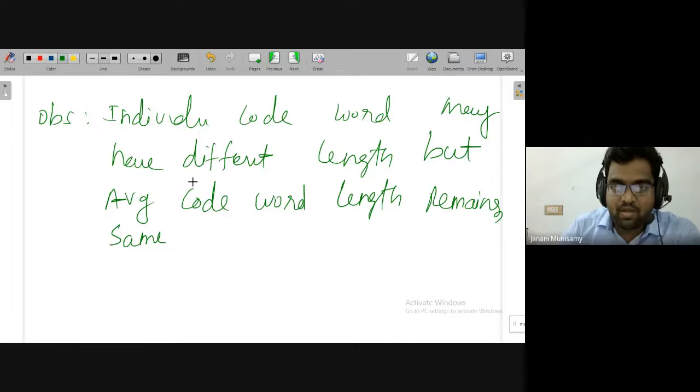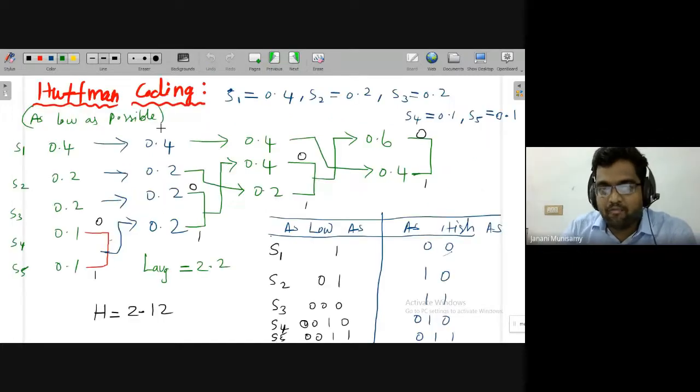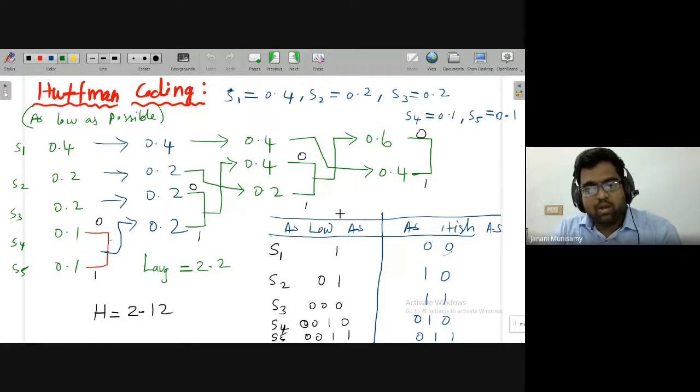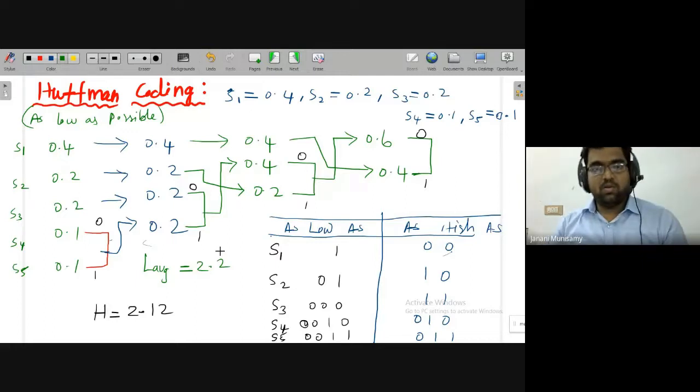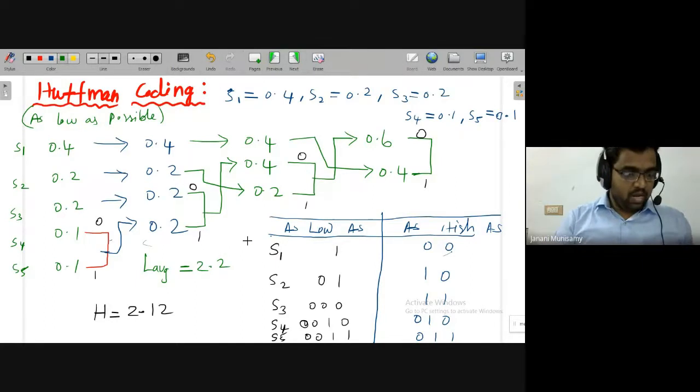That is where, when we use two different techniques in Huffman coding itself, there are two possibilities. One is as low as possible and another one is as high as possible. So you can go by any method, the final answer will not change. Finally, we are worried about what is the L average. So L average will not change. This is all about the Huffman coding and then Shannon-Fano coding.